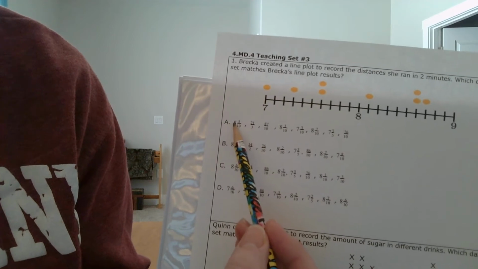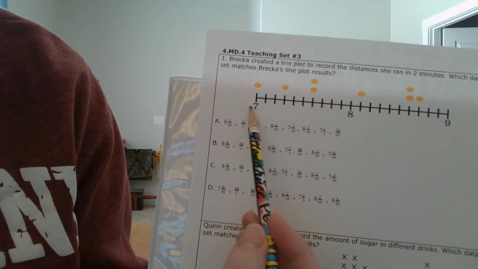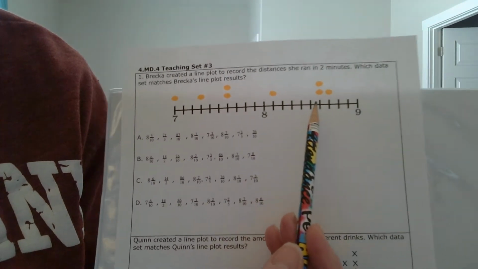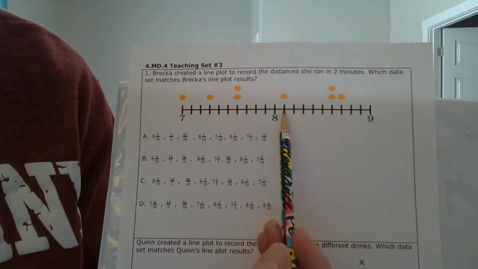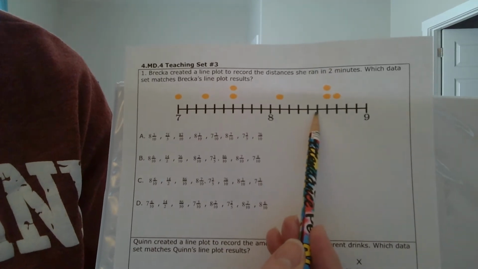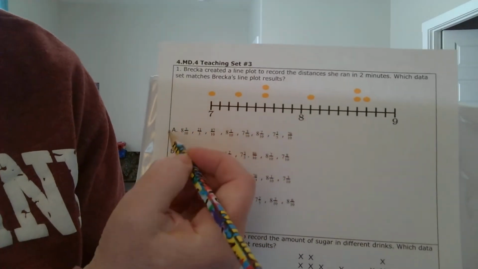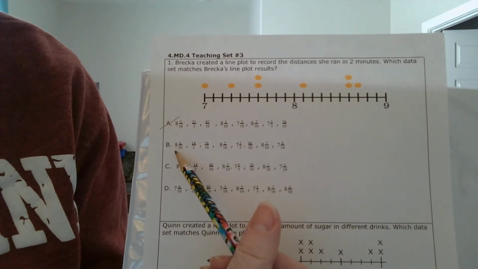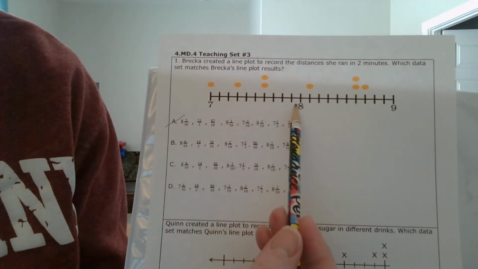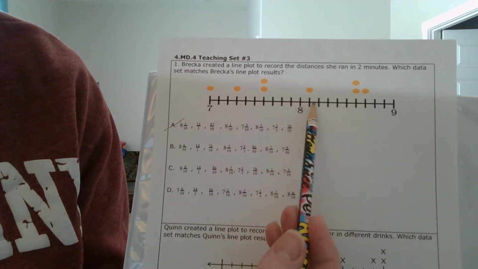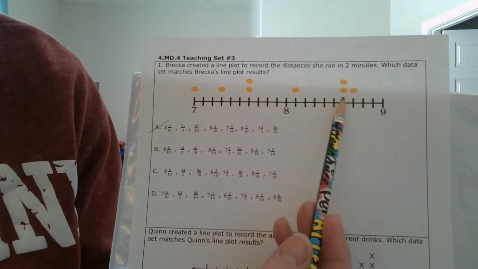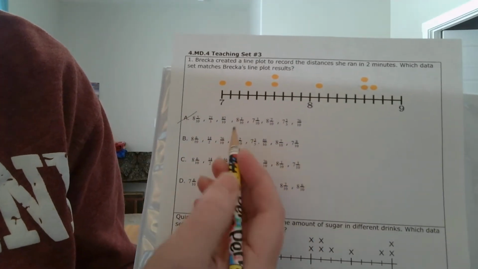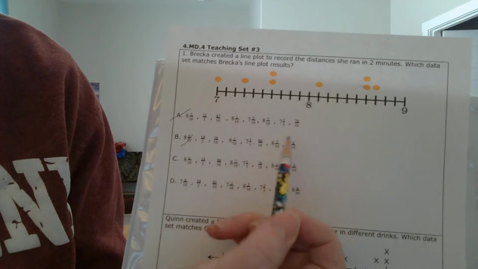So we have 8 and 5 tenths. So we go to our 8. And 1, 2, 3, 4, 5. Okay, so right there, right off the bat, there is no 8 and 5 tenths, so we're going to cross off 8. How about 8 and 6 tenths? So let's go to 8 and 1, 2, 3, 4, 5, 6 tenths. Okay, there's 1 there. Cross that off, cross that dot off.